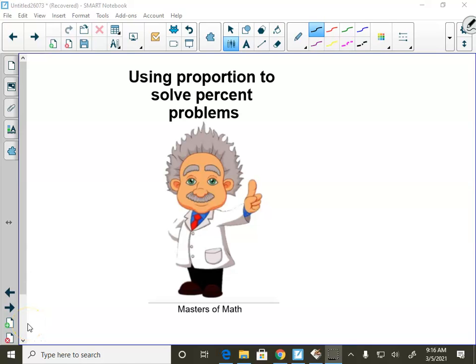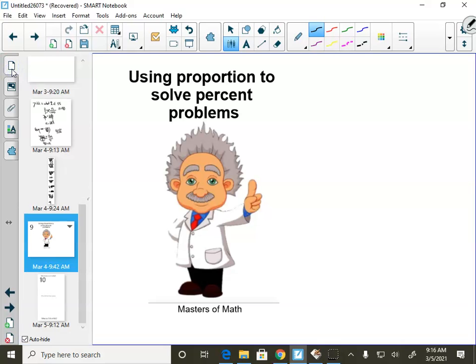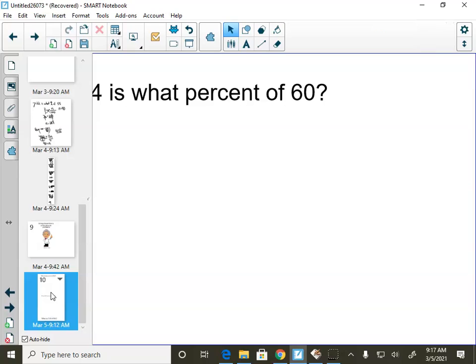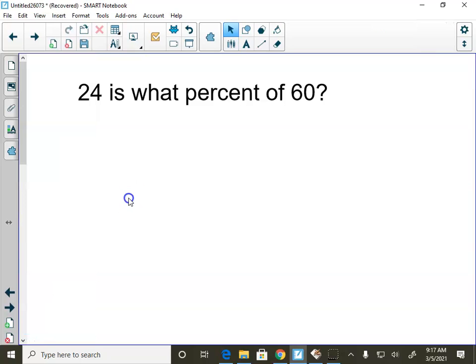Right, so we're working on a unit in proportion, and we're actually going to use proportion to be able to solve a percent problem. Now, most of you know that percent problems can be solved either through equations or through proportions, but our focus today is going to be on the proportion. So let's take a look and see what we can do. So here's a very typical what is of kind of problem.